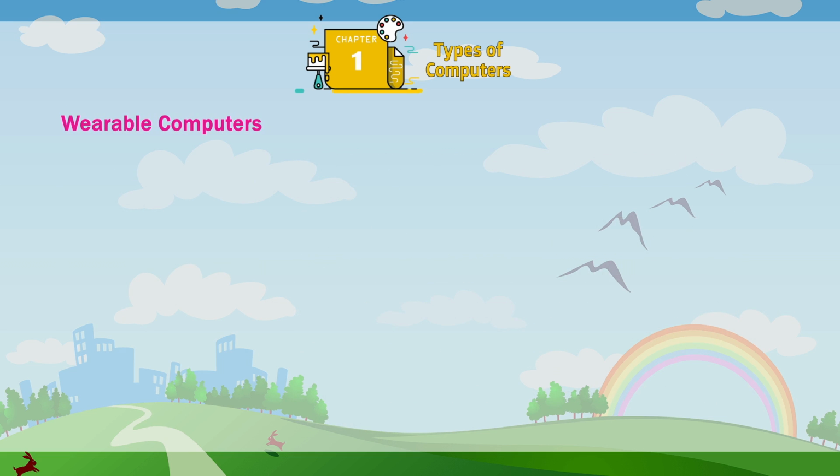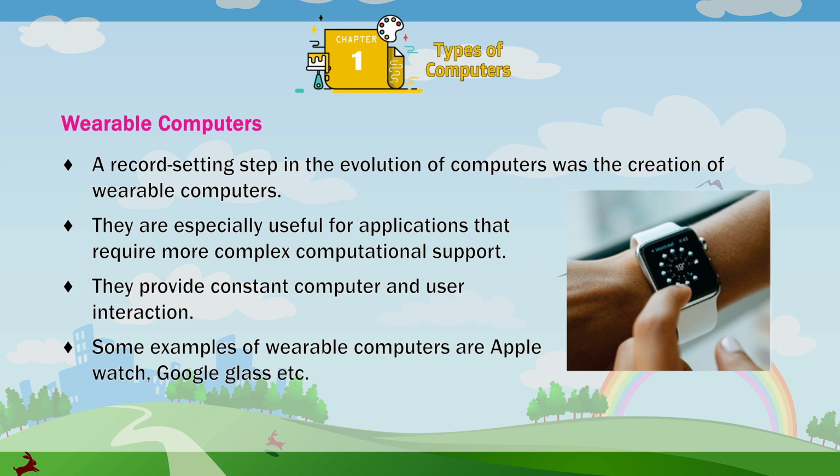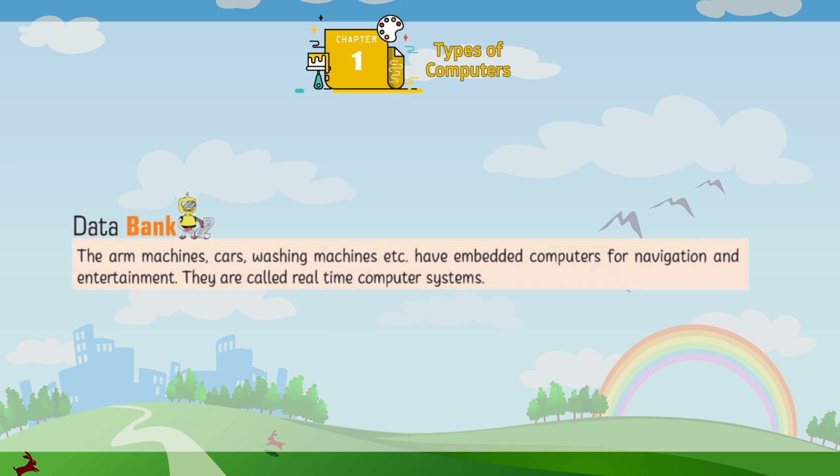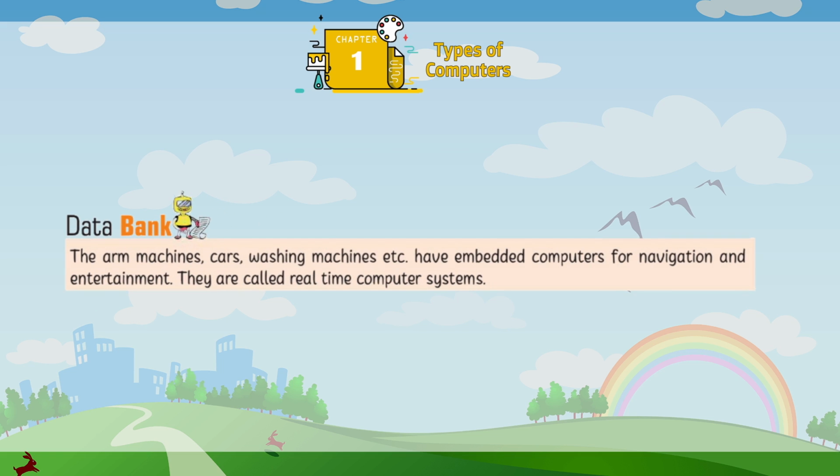Wearable computers. A record-setting step in the evolution of computers was the creation of wearable computers. They are especially used for applications that require more complex computational support. They provide constant computer and user interaction. Some examples of wearable computers are Apple Watch, Google Glass, etc. Machines, cars, washing machines, etc. have embedded computers for navigation and entertainment. They are called real-time computer systems.